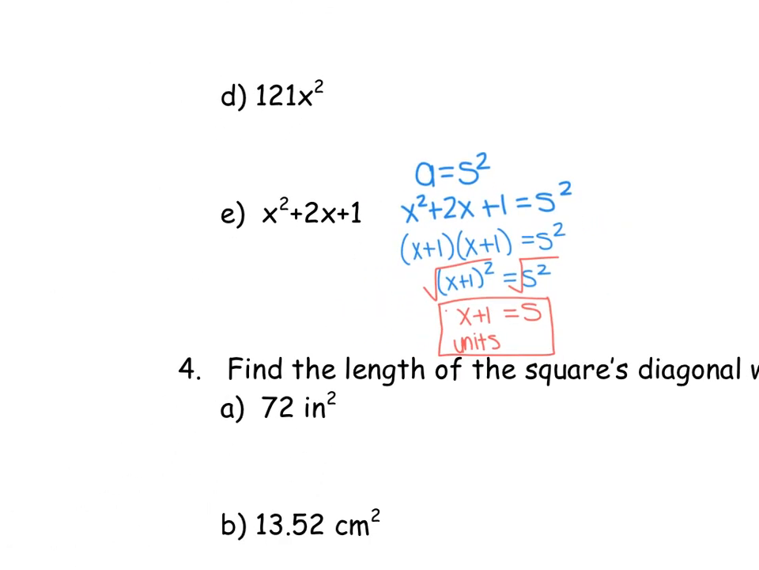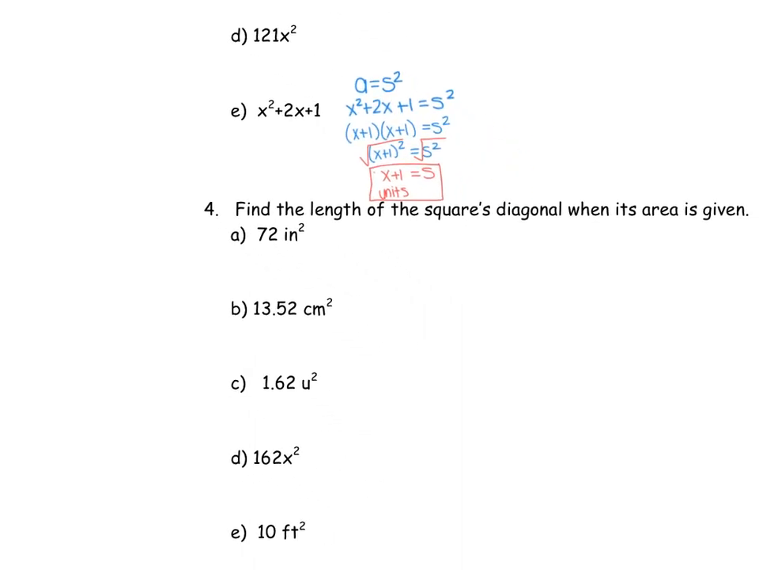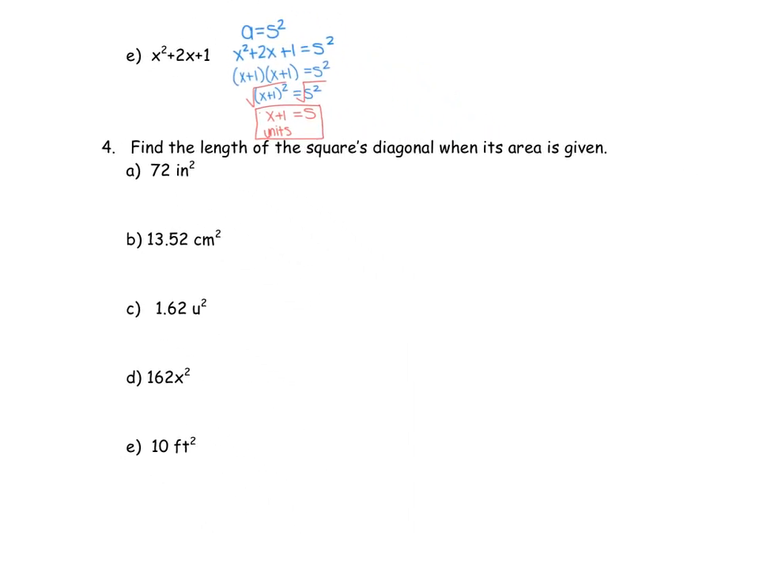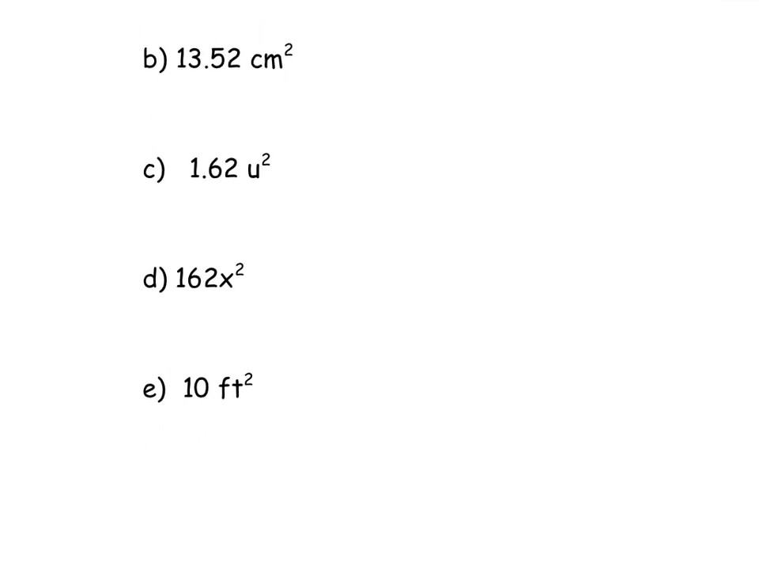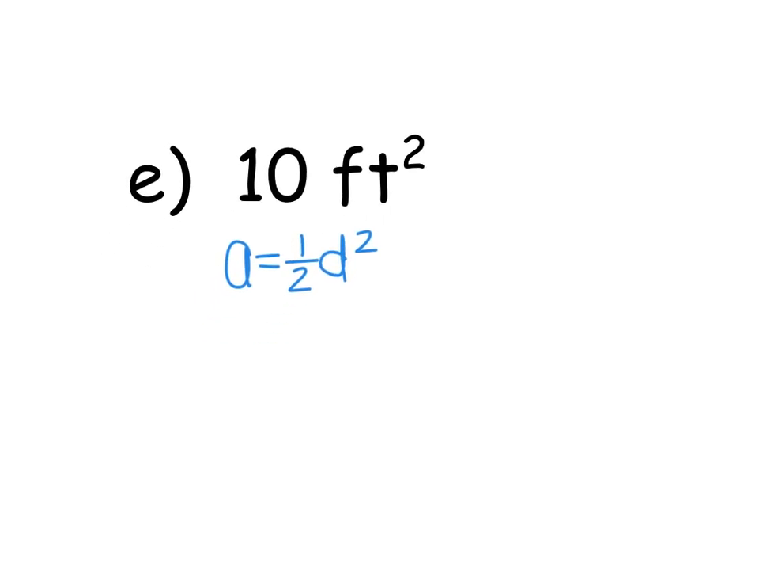The last one we're going to go over is 4E. If you read the directions, it says find the length of the square's diagonal when its area is given. So it's the same as the one before, except now we're finding the diagonal instead of the side. So let's write out the formula. Area equals 1/2 the diagonal squared. So the area is 10.